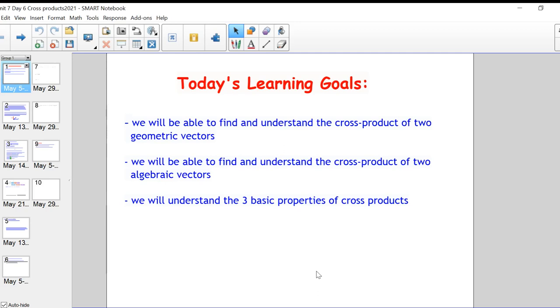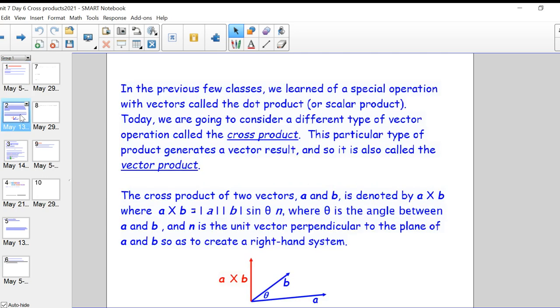So we're going to find and understand the cross product of two geometric vectors and the cross product of two algebraic vectors, and understand the three basic properties of cross products. So here is a bit of a blurb about that.